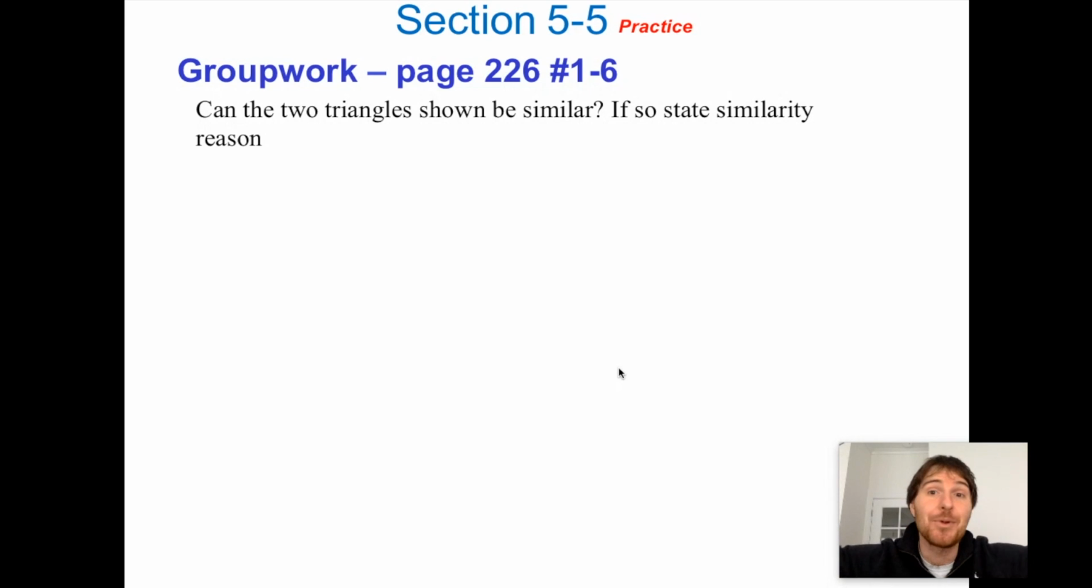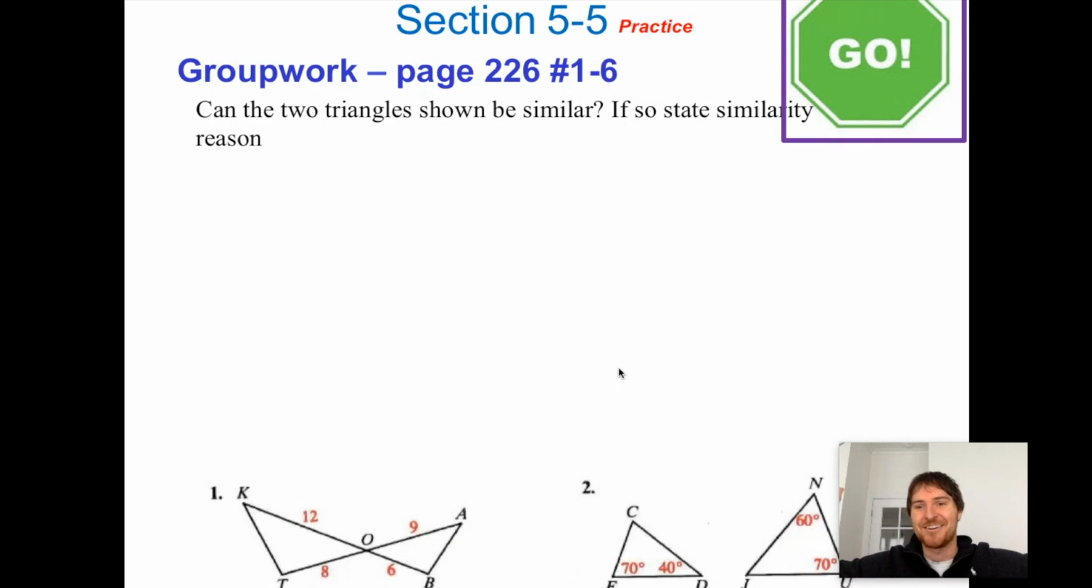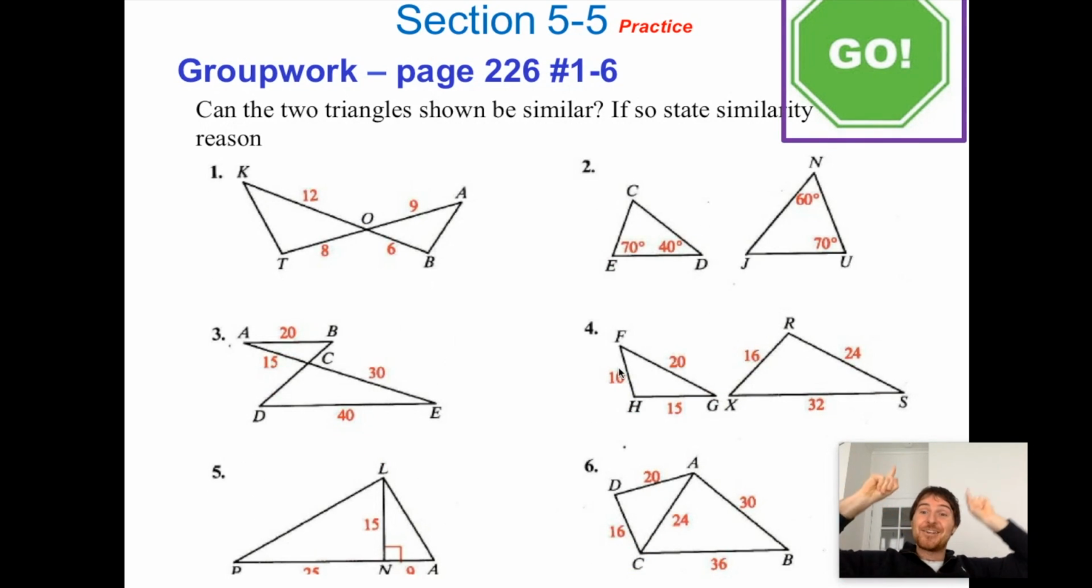Hey guys, this might come up on your exit ticket. It just might. I don't know. I don't remember. I did those a long time ago. There's a lot to do. Ready, set, go. Give it a shot here.